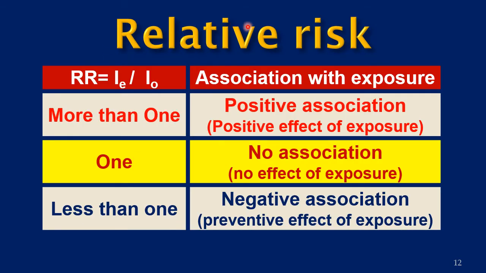Since the relative risk is a ratio, it can be more than 1, indicating the positive effect of exposure. The exposure increases the disease. It can be 1, which means there is no effect of exposure on development of disease. And it can be less than 1, and here the exposure has a preventive effect on development of disease.